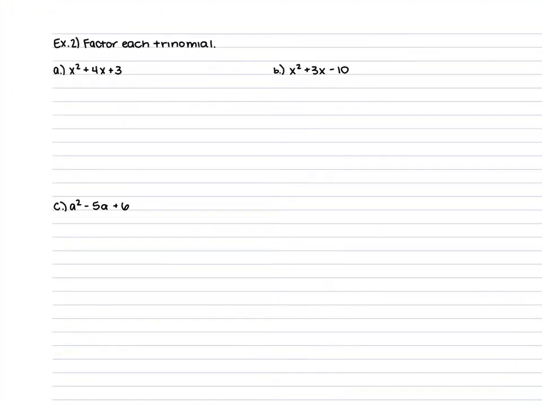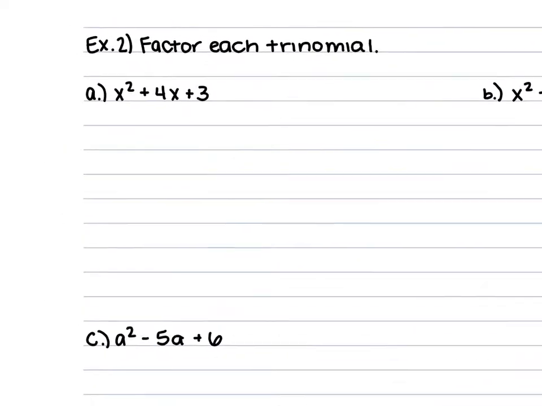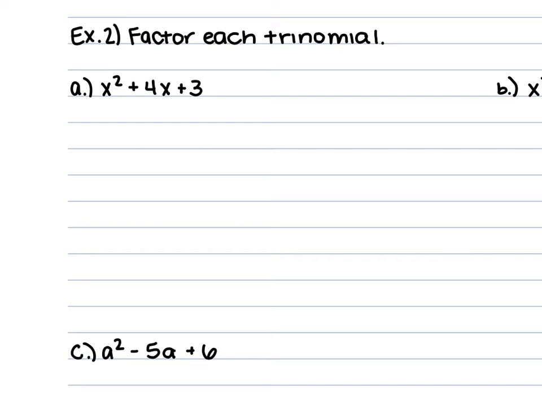For example 2, just continuing with this, for a, we have x squared plus 4x plus 3. So again, we're going to find the factors of that 3 that add up to be 4. We have 1 and 3, and that's it. 3 is positive, so both of these are going to have the same sign. The 4 is positive, so they're both going to be positive. 1 plus 3 is 4. We found our factors, so we're going to have x plus 1 times x plus 3.